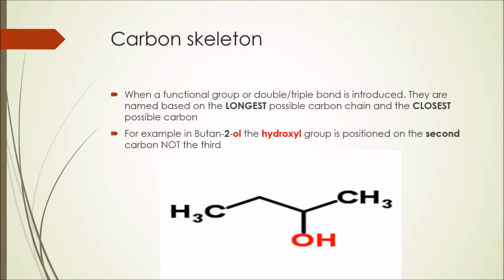And also, when a functional group or a double or triple bond is introduced, they are named based on the longest possible carbon chain and the closest possible carbon. For example, this is butan-2-ol. The hydroxyl group here is on the 2nd carbon. You would not name it as butan-3-ol. Counting this way, it's always from the closest possible end. So 1, 2, it's on the number 2 carbon, hence why we call it butan-2-ol.